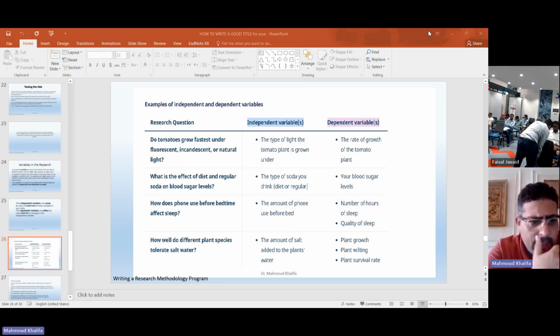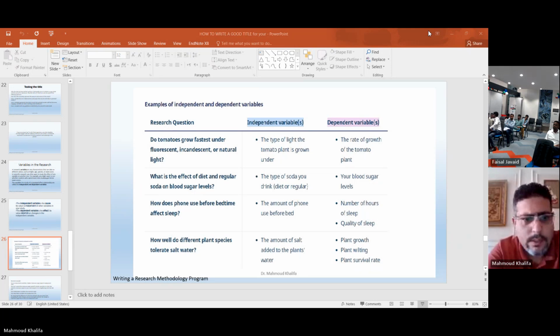Let me take another example about social science. If we go to the third question in the slide, how does phone use before bedtime affect sleep? The amount of phone use before bed is the independent variable, and the number of hours of sleep, quality of sleep, is dependent.